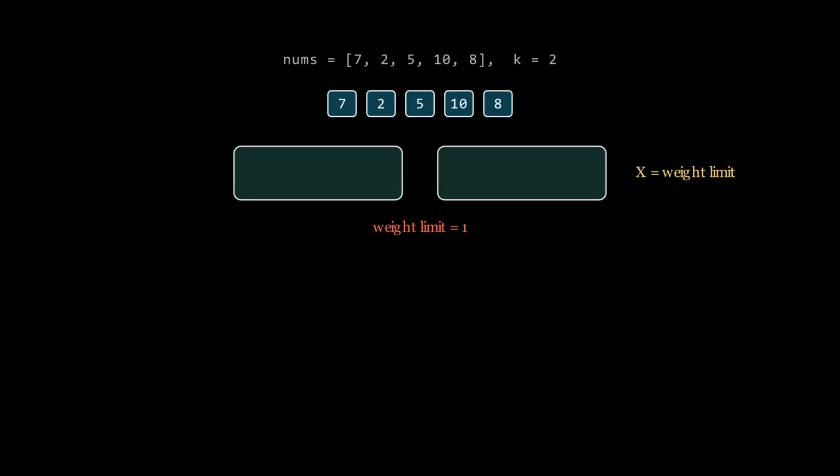If the weight limit is 1, we can't put any weight in any bucket, every weight is greater than 1. So x equals 1 doesn't work. If the weight limit is 8, we can't put the weight 10 in any bucket. So x equals 8 doesn't work.